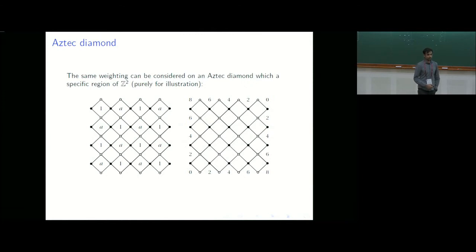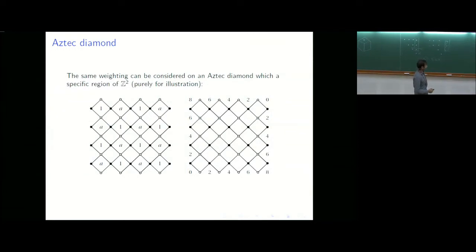And you can assign the two-periodic weighting to this picture too. So you'd have A, 1, A, 1. Here I'm using the same convention, that all the edges around the faces marked A have weight A, and all the edges incident to the face marked 1 have weight 1. If you were to fill in the height function rule that we've got here, then the heights on the boundary faces are given as follows. As we go up on the left-hand side boundary, it just goes up in multiples of 2. And on the bottom boundary, it just goes up in multiples of 2 as well.